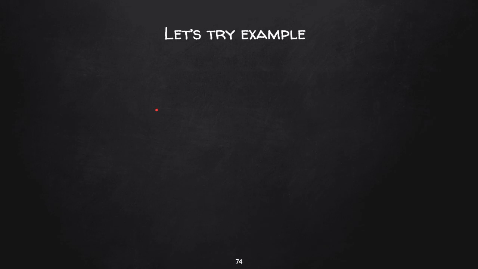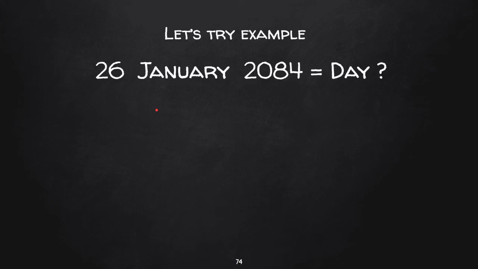Let's do one more example. What is the day of the week on 26th January 2084? Subtract the highest multiple of 7 which is less than 26. That is 26 minus 21, and we get 5. 5 plus 6.